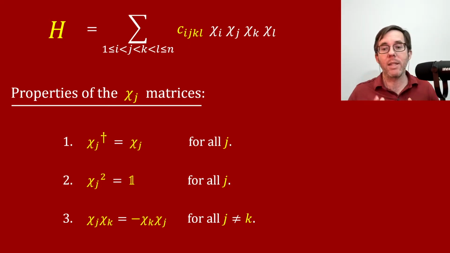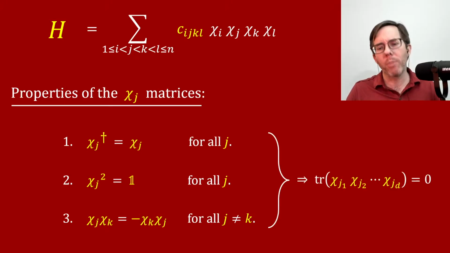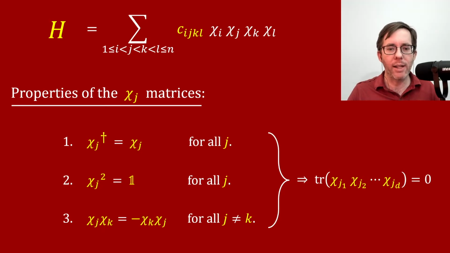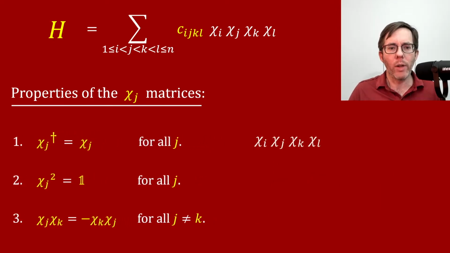Okay, it just so happens that 2 to the n over 2 is the smallest dimension in which you can find these matrices. Since we're here, let me mention one more property of these matrices, which is a fun, tiny exercise. It's that the trace of chi j is 0, and more generally, the trace of any product of one or more distinct chi j's is also 0. Okay, now let's do one more little exercise just to get used to these properties.